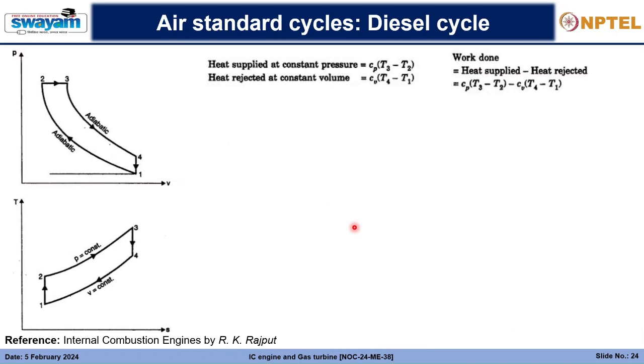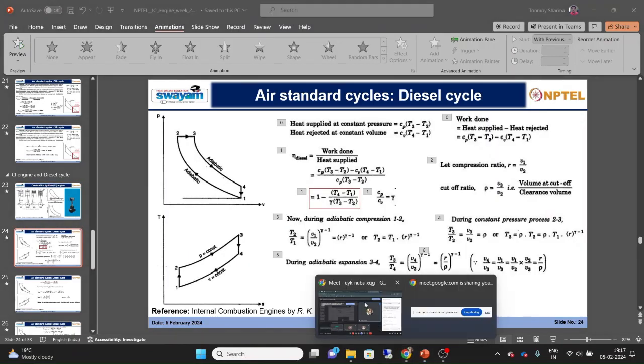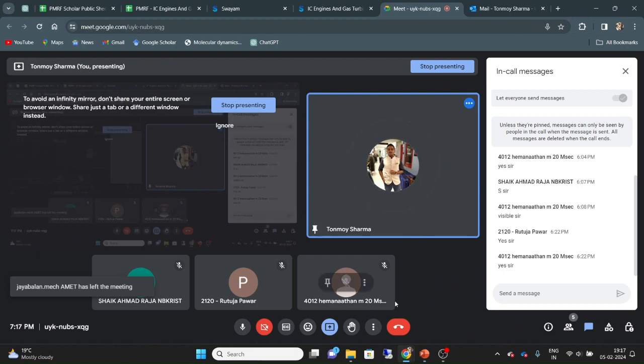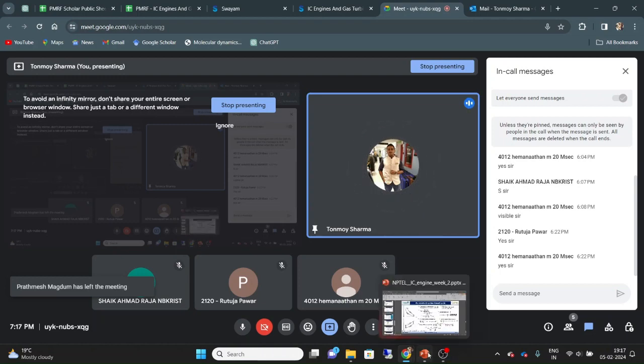So next, to recap the concepts, we will need to derive the air standard diesel cycle: the thermodynamic expressions of work done, then mean effective pressure, then the isentropic efficiencies. Before that, I will take questions if there are any. Okay, if there is no question, let us move forward and quickly end this session.